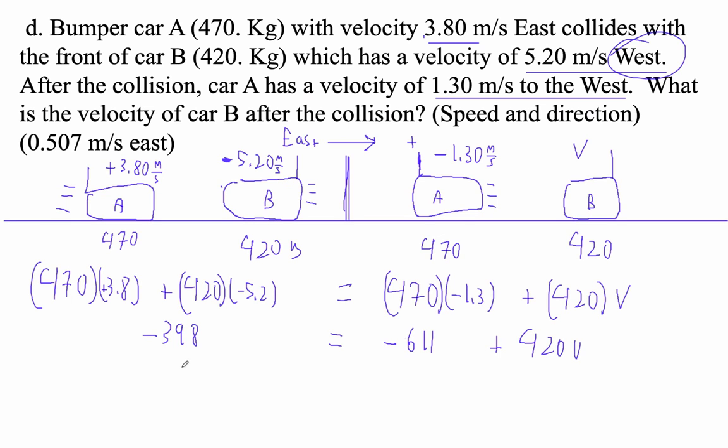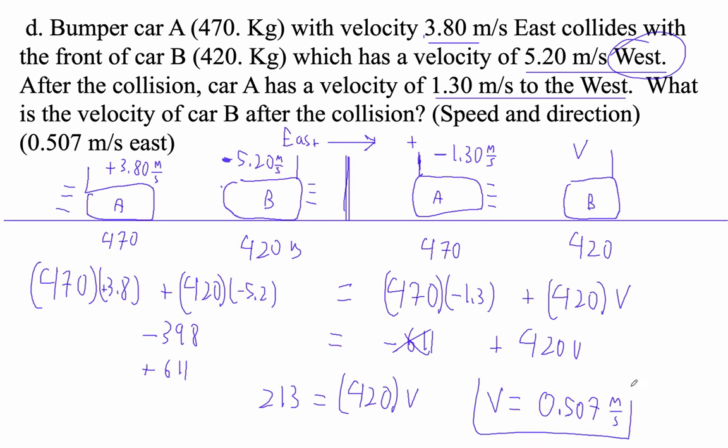I'm going to add 611 to both sides, which gets rid of that, right? So negative 398 plus 611 is 213. So I end up with 213 equals 420 times V. Notice it ends up being positive, right? Because when you put that on that side, it's a positive number. And now I just have to divide by 420. Okay, I'm getting that V is 0.507 meters per second. Did I get the right answer?